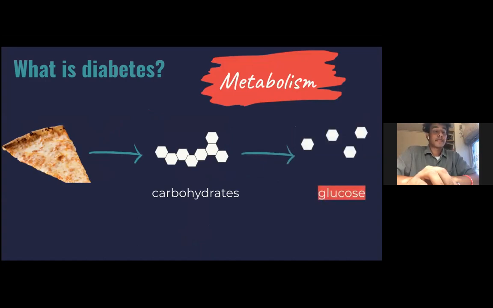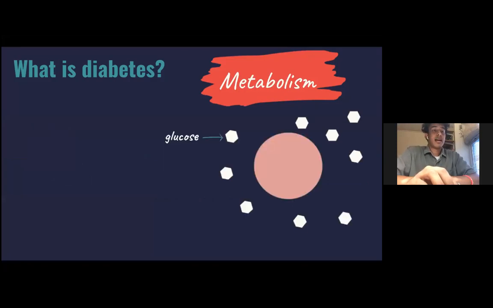And again, glucose is just a small sugar molecule that your body can use for energy. Okay, so once this process happens, the glucose floats around throughout your body in your blood, just waiting to be absorbed by your cells so that they can use it for energy. But the problem is glucose actually can't be directly absorbed by cells. The glucose can't penetrate the cell right away.